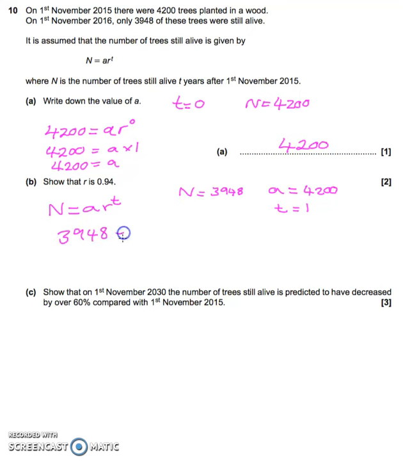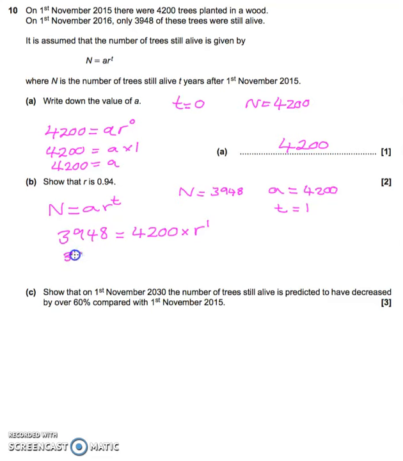So we've got 3,948 is equal to 4,200 multiplied by R to the power of 1. Now R to the power of 1 is just R. So to get rid of the 4,200 on this side, because it's been multiplied by R, we're going to divide by 4,200.